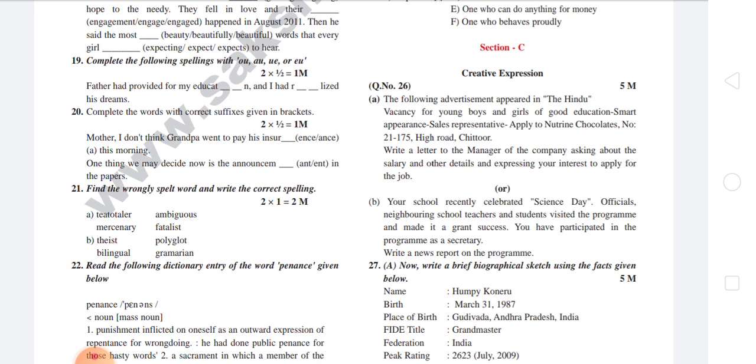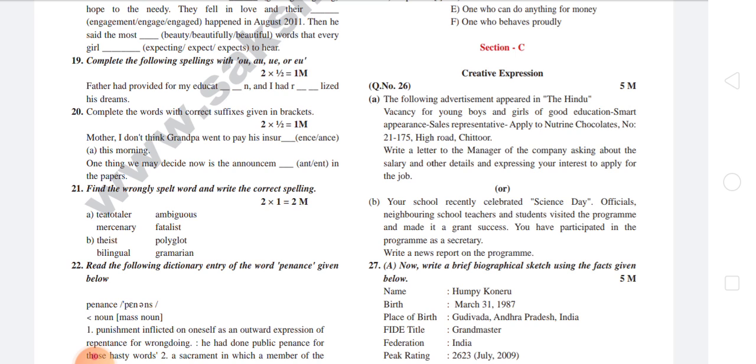Okay. 21st question. Find the wrongly spelled word and write the correct spelling. In this, it will ask 2. So 2 into 1 is equal to 2 marks. So totally in A we will get 4 words, and in B we will get 4 words.